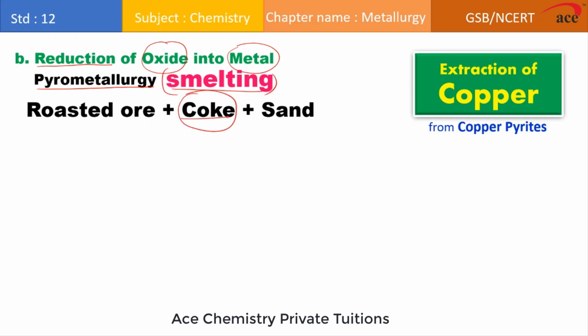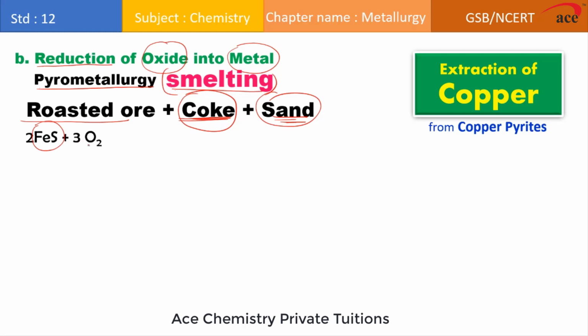Now, the roasted ore which is obtained in the first step is mixed with coke, powdered coke, and it is also mixed with what? Sand. Please remember this mixture. Roasted ore is mixed with coke and sand. So if you see, FeS, which is one of the products obtained during the roasting process, is acting as what?